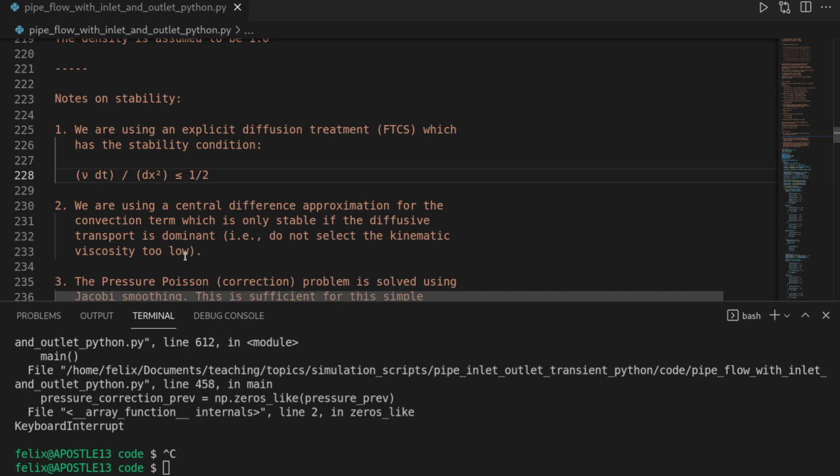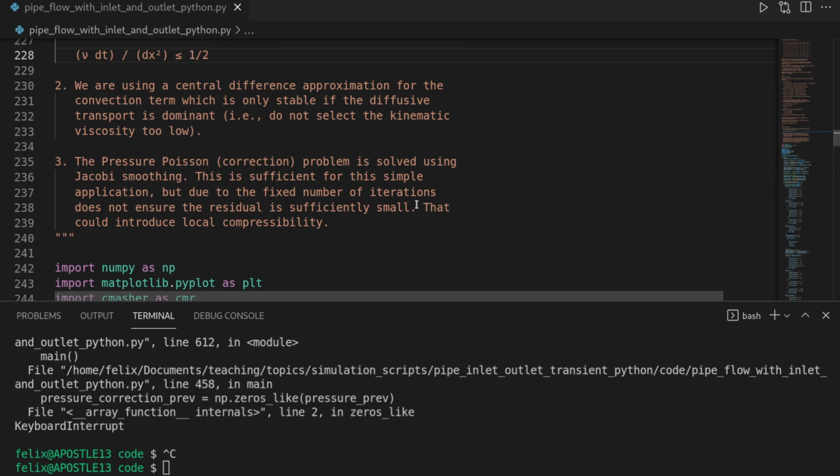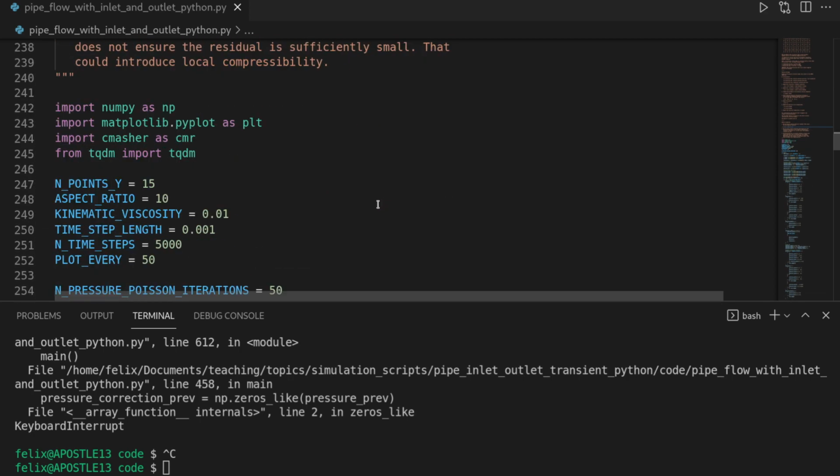And also be aware that if you reduce the kinematic viscosity to super low values, then you could run into trouble that you're using a central differencing scheme in the convection, because at some point your Reynolds number might go higher, and then you will have a convection dominated flow. And in the worst case, you might even get Reynolds numbers which lead to turbulent flow, and then our simulation here will no longer be accurate.